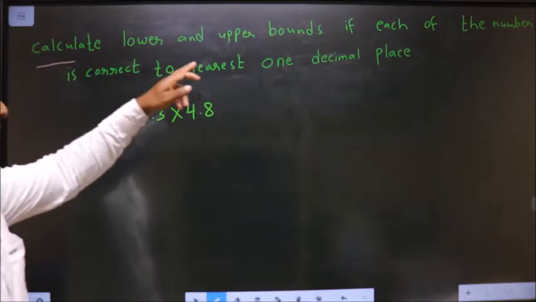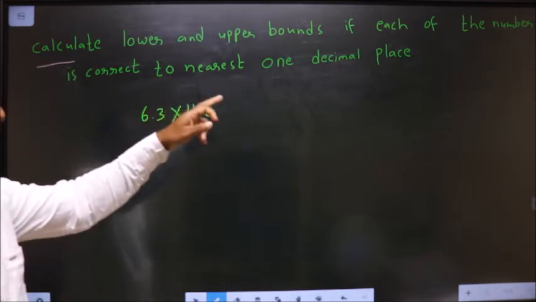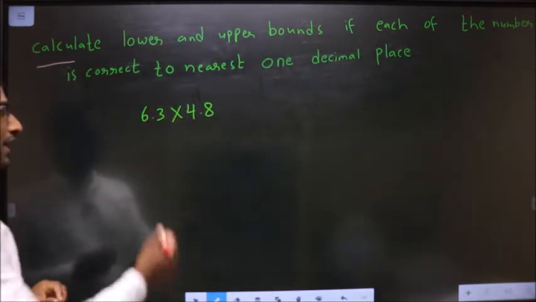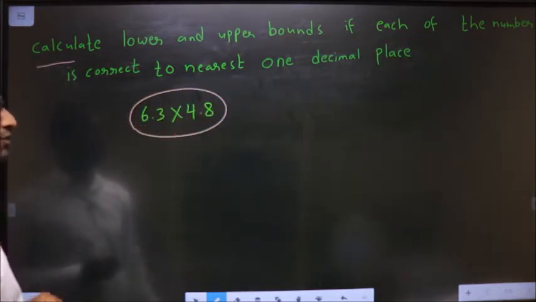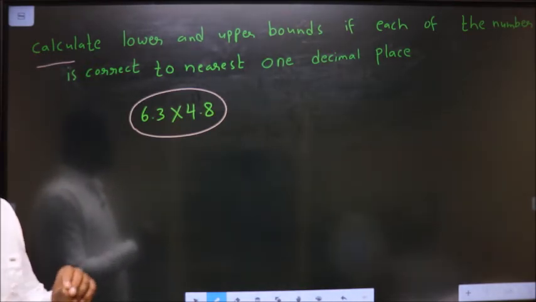Calculate lower and upper bounds if each of the numbers is correct to the nearest one decimal place. So here you need to find the lower and upper bound for this one, 6.3 into 4.8. How do we find out? We find out in this way.